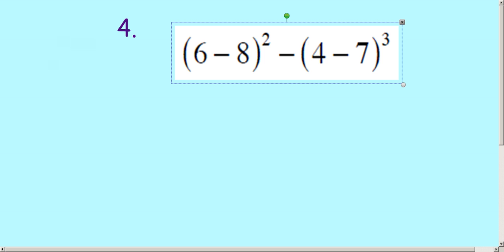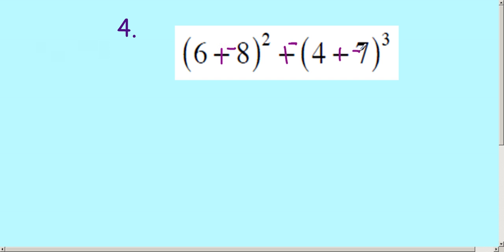Okay. Number 4. Let's take a look here at number 4. We have 6 in parentheses, 6 minus 8, whatever that answer is, we're going to square it. Minus, in parentheses, 4 minus 7, whatever that answer, we're going to cube it. Okay? Well, let's take care of all the subtraction signs. So be careful here. It's going to be 6 plus negative 8. And then plus whatever the opposite of this whole thing comes to. So we need the opposite of whatever that is. And then 4 plus negative 7.